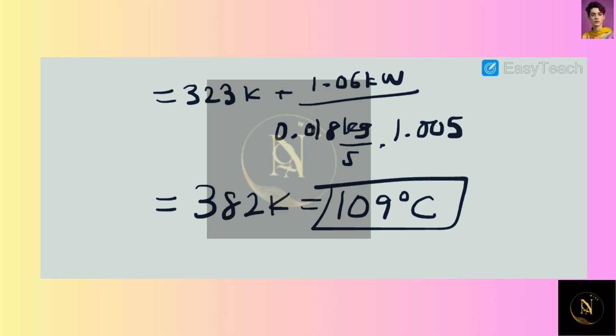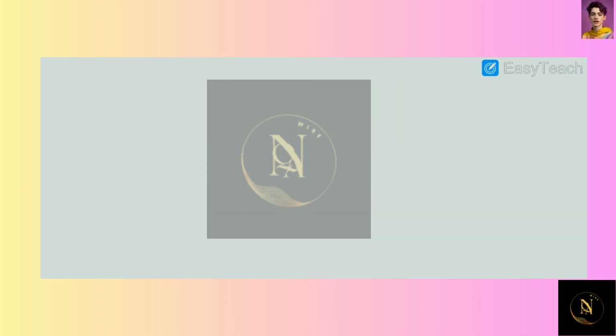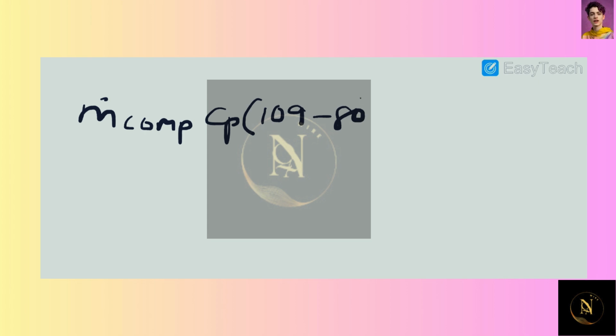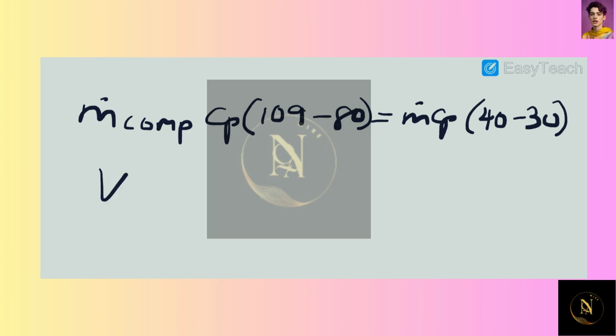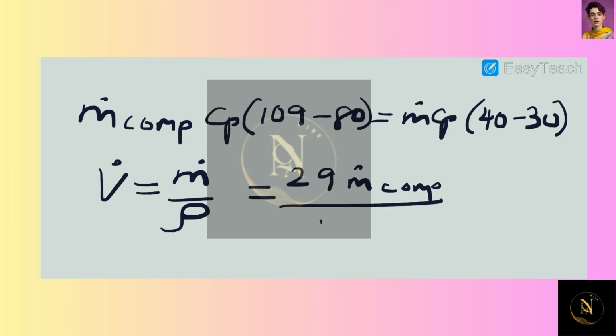Next, we need to find the volume flow rate that is required to prevent knocking. So we can say that the m dot of the compressor times cp times (109 minus 80) is equal to m dot cp times (40 minus 30). And therefore we can go ahead and solve for the volume flow rate. We can say that the volume flow rate is going to be equal to m dot all over rho. And this is equal to 29 times m dot of the compressor all over 10 times rho.